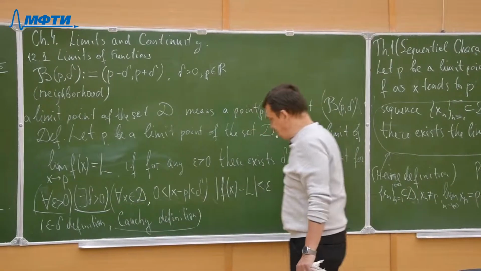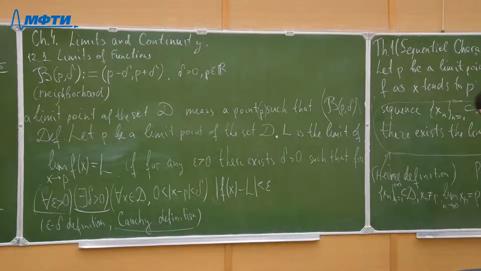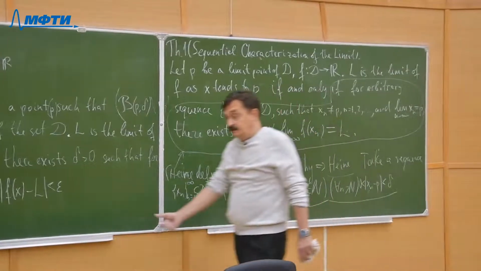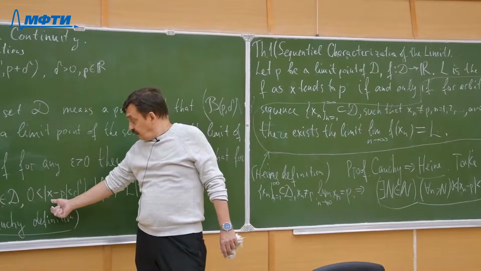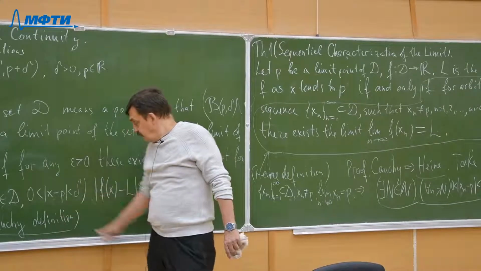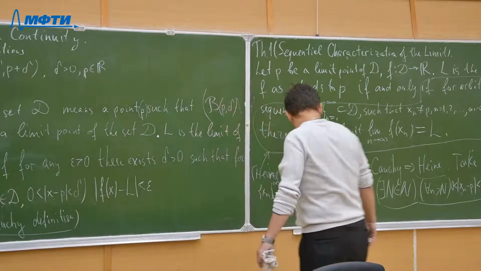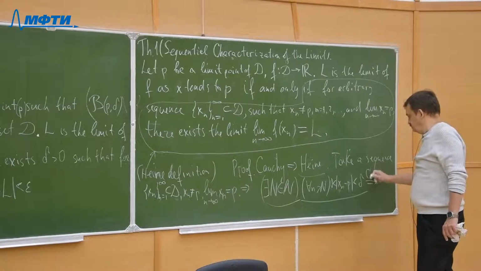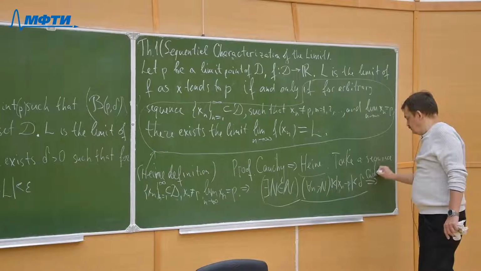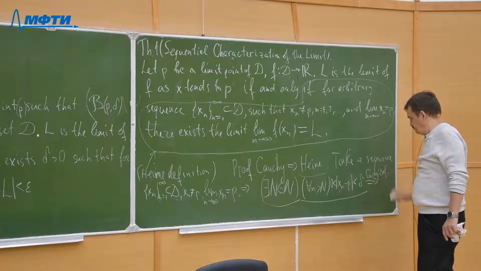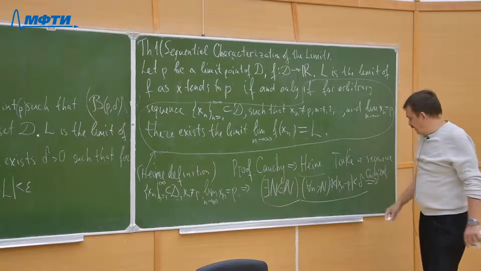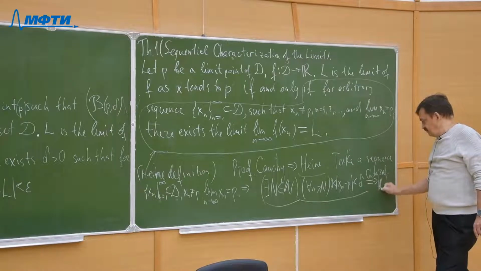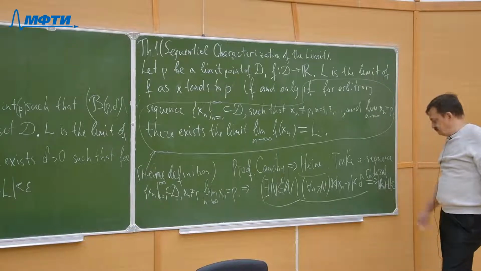So it means those values of xn can be substituted here, hence by Cauchy definition, we have the inequality for the values f of xn minus L less than epsilon.